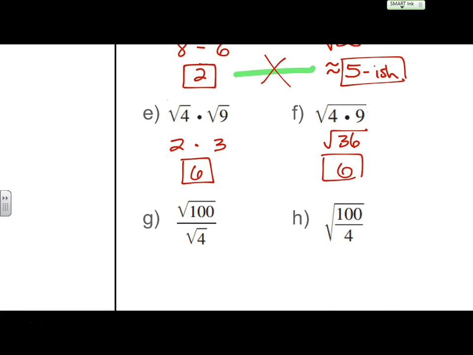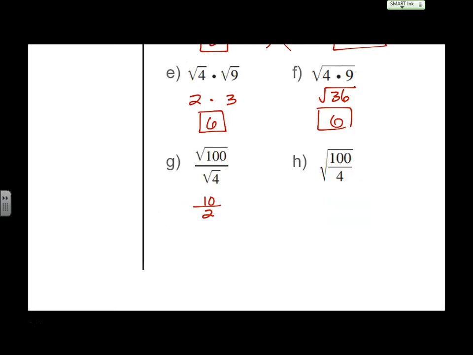What's the square root of 100? 10. What's the square root of 4? 2. 10 over 2 is 5. Wait, what's 100 over 4? Some of you guys already got it. 25. Good job. What's the square root of 25, Angel?